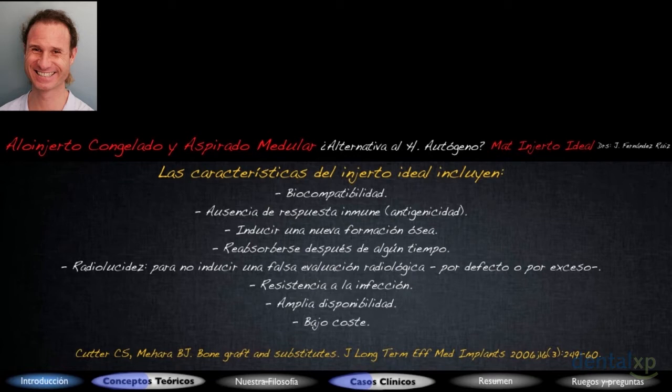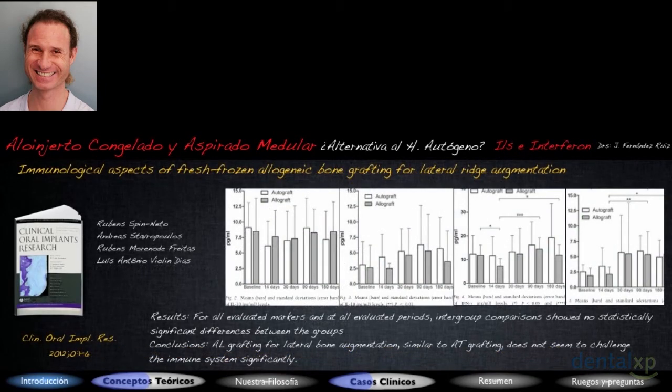It should be resistant to an infection process. It should have wide availability, so we can use it in wide cases. And it should be low cost. This was published by Cutter in the year 2006, and these are the characteristics that we look for in bone grafting. We will go into details on every one of the aspects of the bone graft.